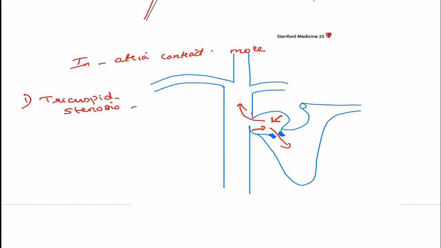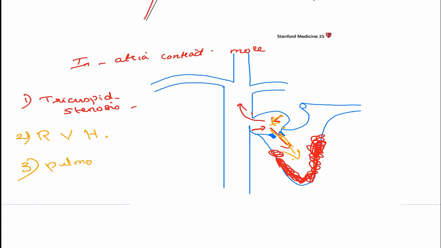Now the second reason why the atrium has to contract very forcefully is if there is right ventricular hypertrophy. Right ventricular hypertrophy means this segment, this area, is very hypertrophic, it is very strong. So to fill up the ventricle with blood which is hypertrophic, it has to contract again very forcefully. So any case where there is right ventricular hypertrophy is another cause for it. Okay, now the third cause, let us see the third cause. Third cause is pulmonary stenosis.